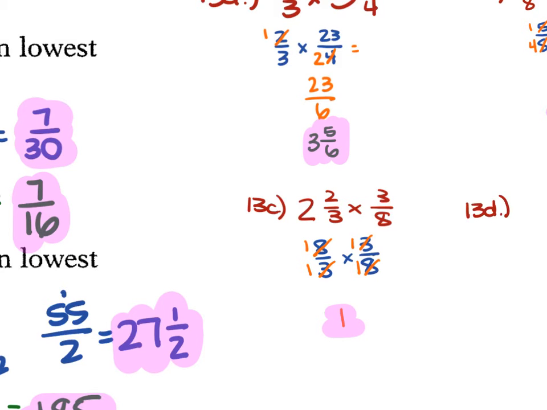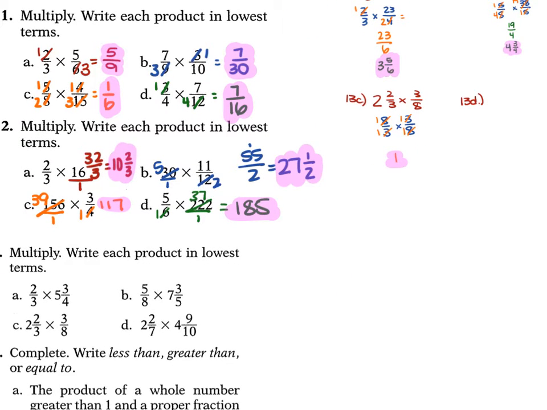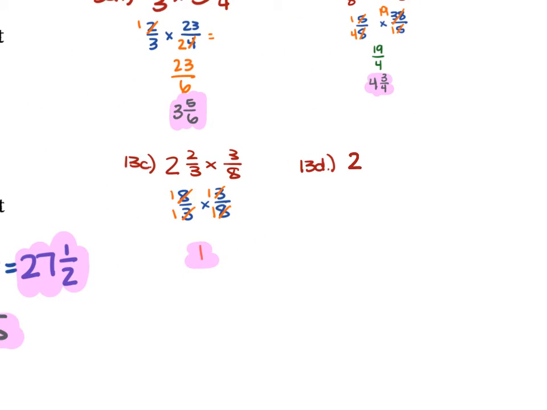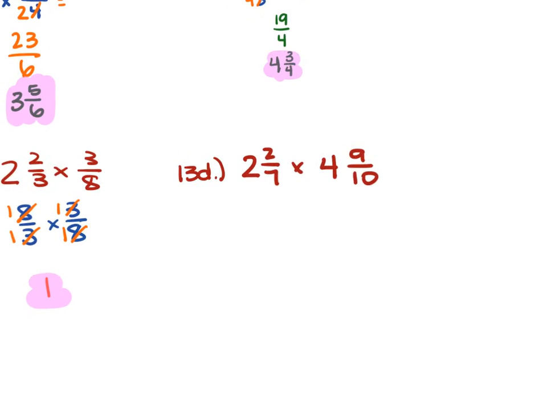For 13D, they give us 2 and 2 sevenths times 4 and 9 tenths. Okay. So we're going to turn both of these into improper fractions. For 2 and 2 sevenths, 2 times 7 is 14 plus 2 is 16. Keep it over 7. For the 4 and 9 tenths, 4 times 10 is 40, plus 9 is 49 over 10.